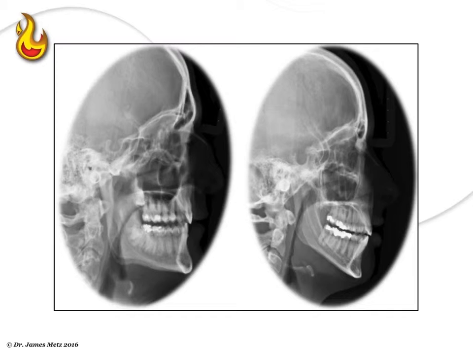So, what does it look like? This is a normal person on the left, and a person with a smaller airway on the right. You'll see the smaller airway.